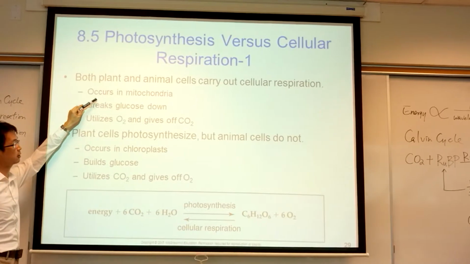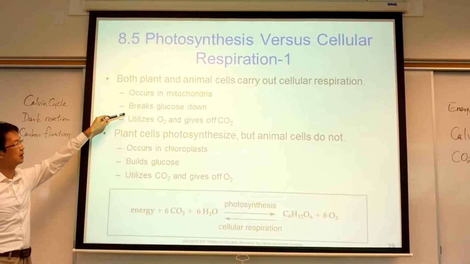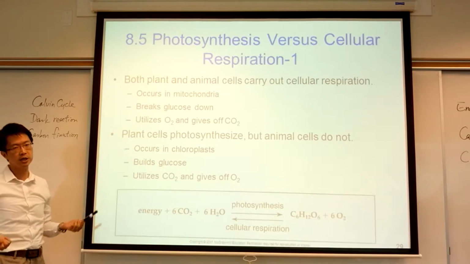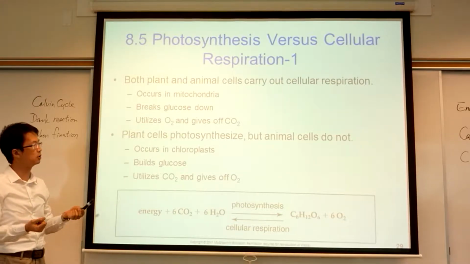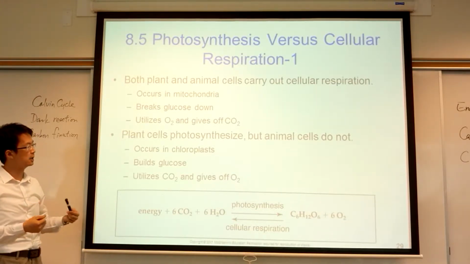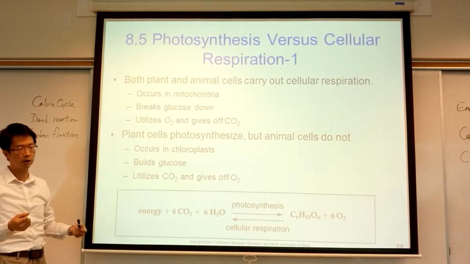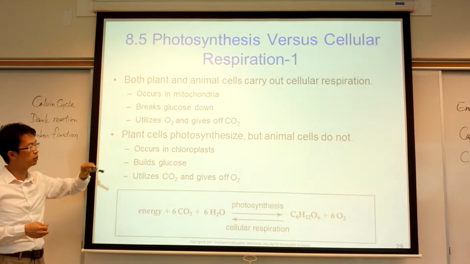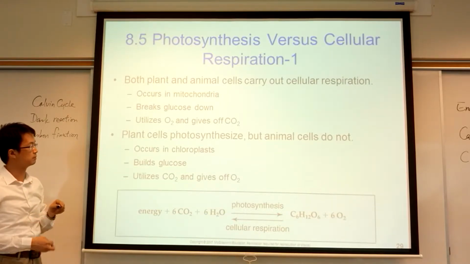Cellular respiration occurs in the mitochondria. It breaks down glucose so that it releases energy in the covalent bonds of the glucose to make ATP, which is the main product. The byproducts are CO2 and water.